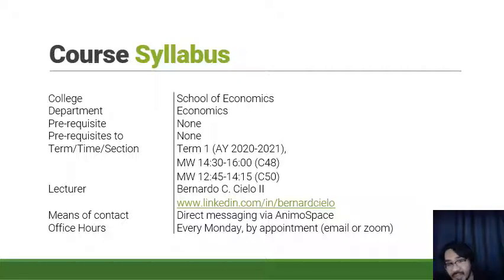In terms of means of contact, I'd much prefer you guys to directly message me using Anima Space. So there's a messaging option there underneath that you can just click. This is just a way for me to organize your questions if you have them or your concerns, and a way for me to account for each of the set of concerns that you raise to me. Unfortunately, if you send me an email, I receive a ton of emails on a day-to-day basis, so there's a possibility that I won't be able to access it. So I would really recommend that you send me a direct message via Anima Space instead.